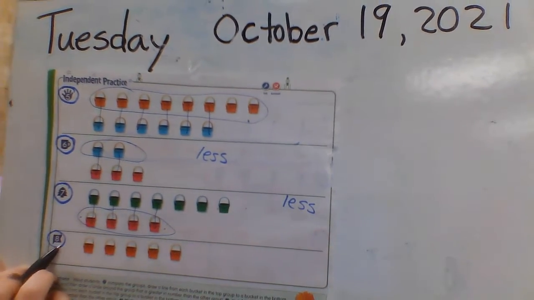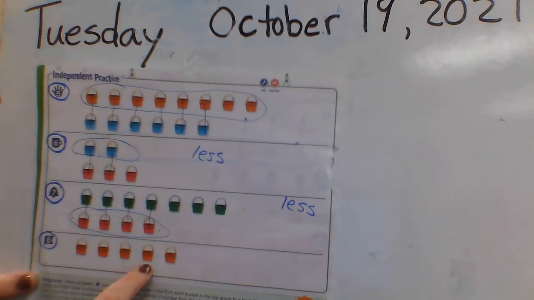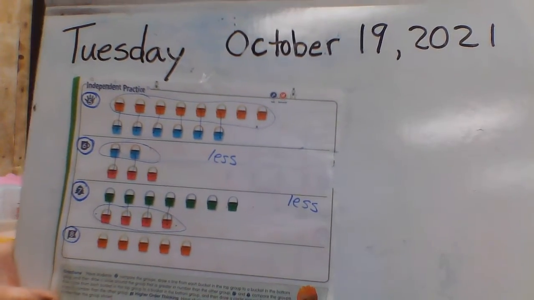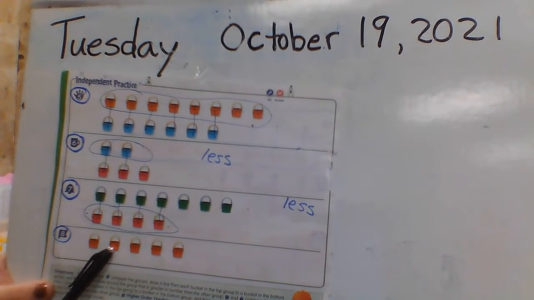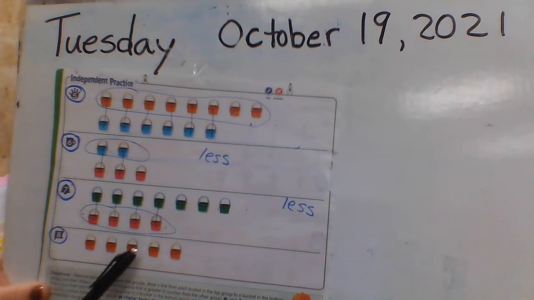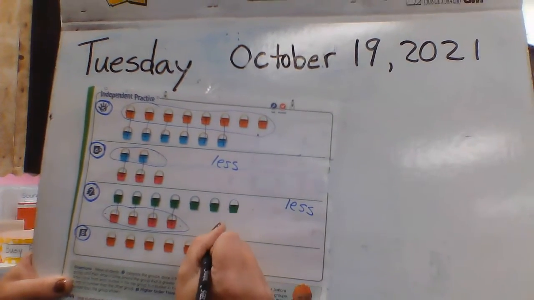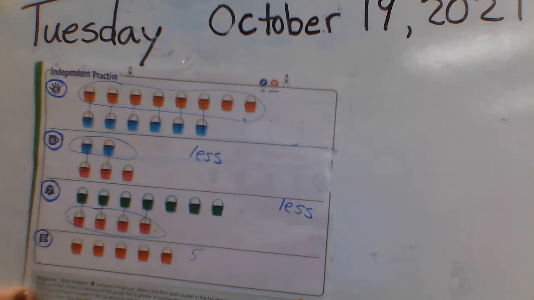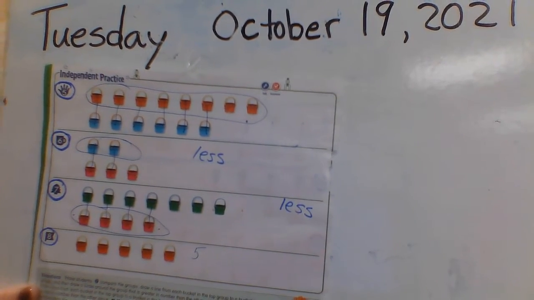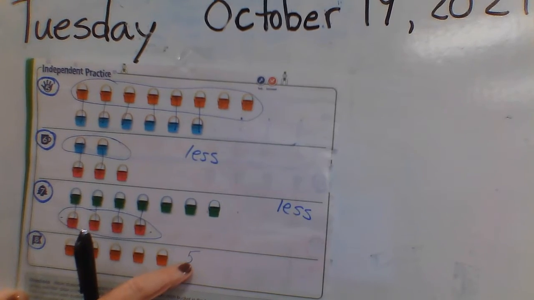And number 8, they want us to look at these buckets here and they want us to draw buckets to show a greater, bigger amount. Okay, so first I'm going to count the buckets. 1, 2, 3, 4, 5. So I have 5 red buckets. Okay, I'm going to draw buckets down here. Now remember, I have to draw a group of buckets that are greater or bigger, more than the red buckets. So I know there are 5 red buckets. I have to draw more than 5.